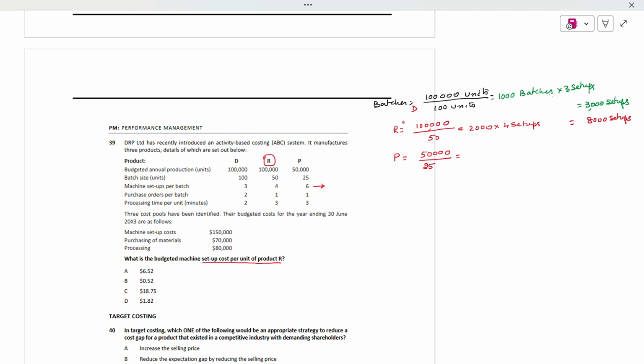50,000 divided by 25. It comes to 2,000. Are you clear about this? Yes. Into how much? 6 setups. How much will you get? 6 times 2,000 comes to 12,000. Are you clear about this? Yes. Total will be how much? 23,000.